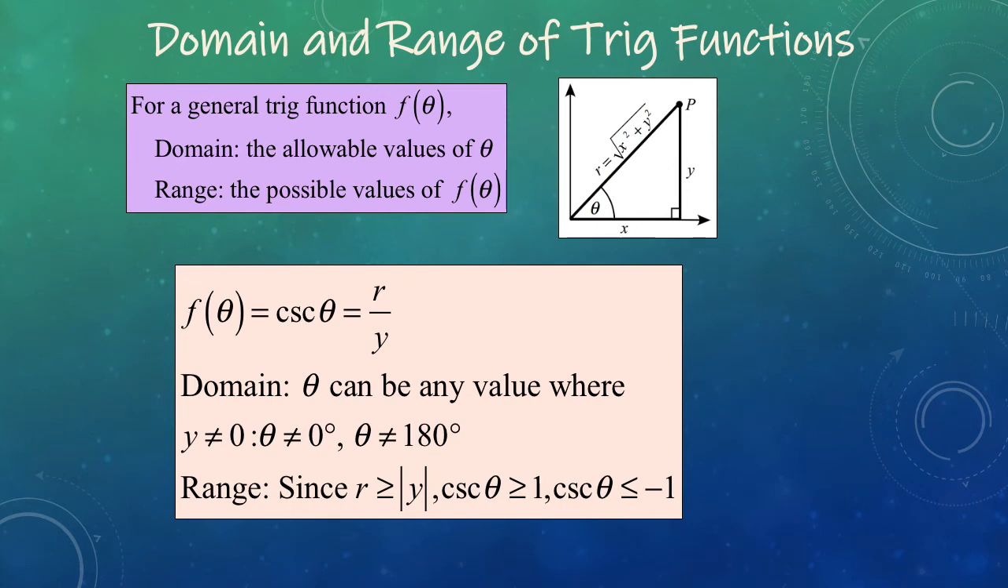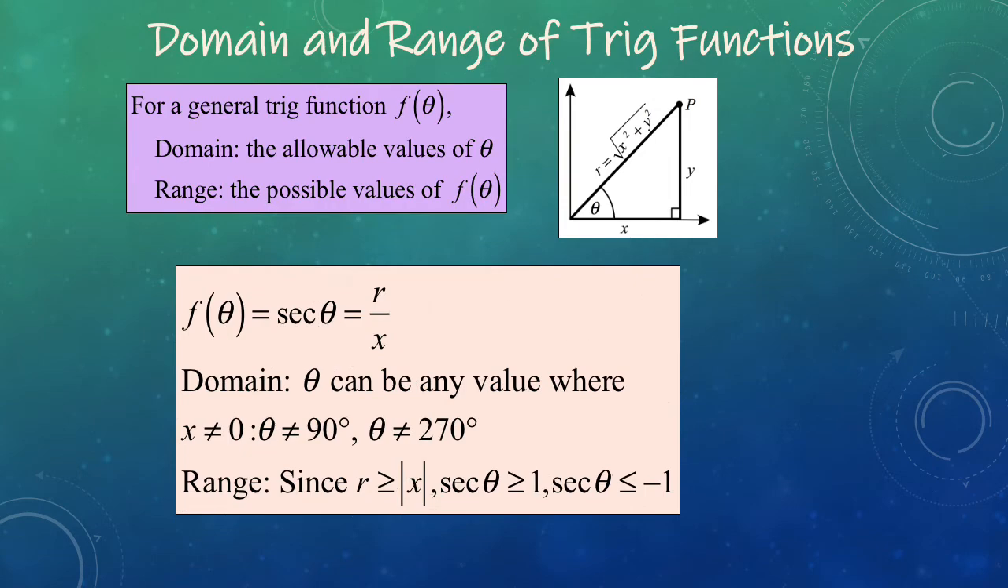Cosecant theta is defined as r over y, and therefore the domain can be any value of theta where y does not equal 0. That means that theta cannot equal 0 degrees and theta cannot equal 180 degrees. For the range, now the larger number is on top. So since r is greater than or equal to the absolute value of y, that means that cosecant theta must be either greater than or equal to 1 or less than or equal to -1.